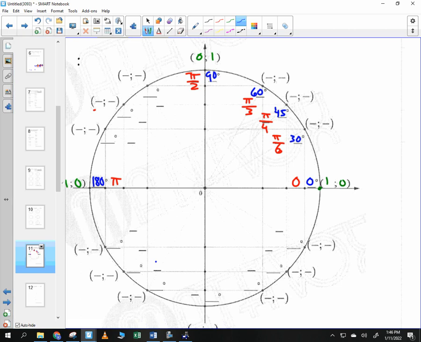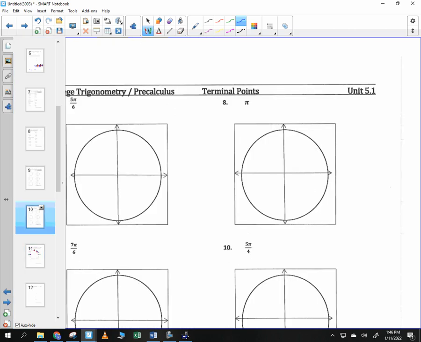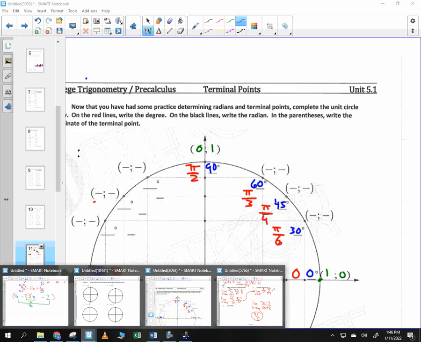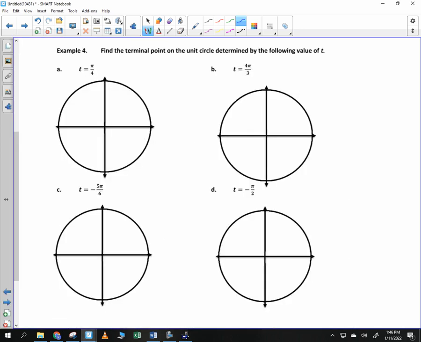So how do we do it? We really kind of take 3 steps. And the first step that we take is we figure out what pi over 4 is in degrees. Pi over 4 is how many degrees? 45.